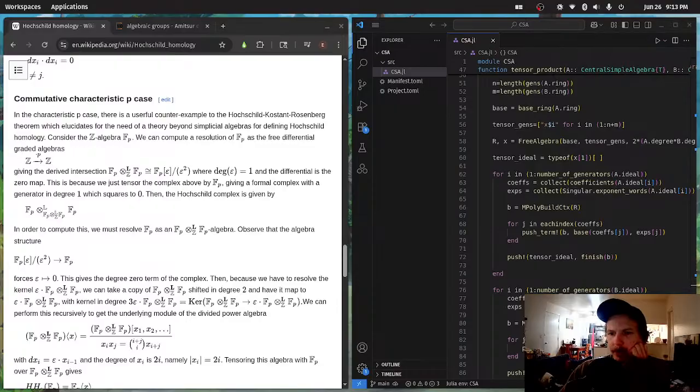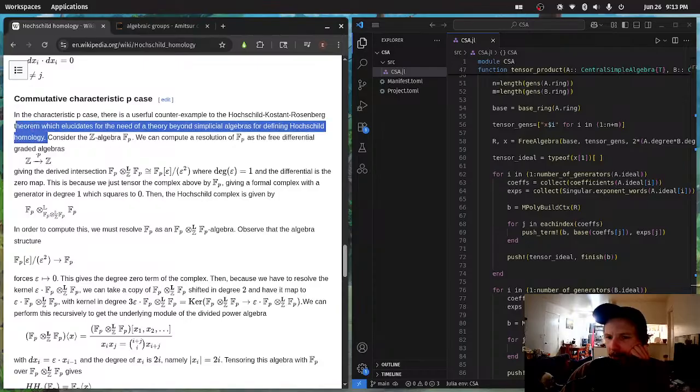So in the characteristic P case, there's a useful counterexample of the Hochschild-Kostant-Rosenberg theorem, which elucidates the need for a theory beyond simplicial algebras for defining Hochschild homology. I hate when people say stuff like that, but let's see. All right, so consider the Z algebra FP.